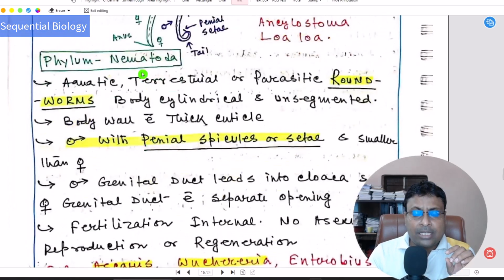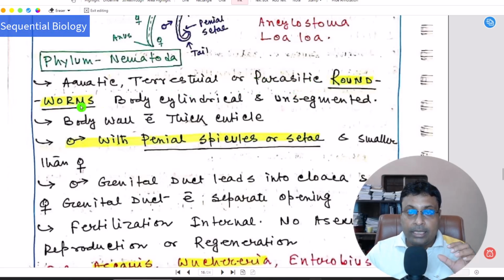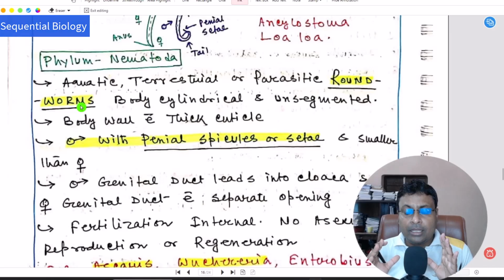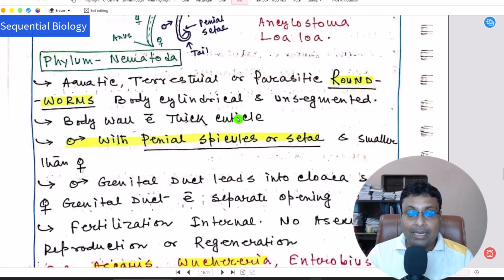Then what are the characteristics of the phylum Nematoda? This is the largest phylum under Superphylum Aschelminthes. They may be aquatic, terrestrial, or parasitic, and usually the parasitic forms are called roundworms. Then what is the difference between the flatworm and the roundworm? The flatworms are usually members of phylum Platyhelminthes, and they are acoelomate, but roundworms are members of phylum Nematoda, which is also included under Superphylum Aschelminthes or Nemathelminthes, and the roundworms are pseudocoelomate, and their body is cylindrical and unsegmented, and the body wall has a thick and tough cuticle.